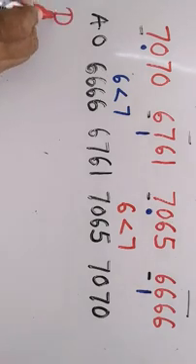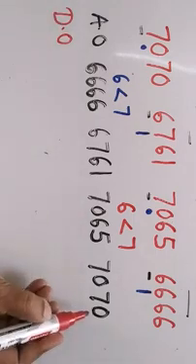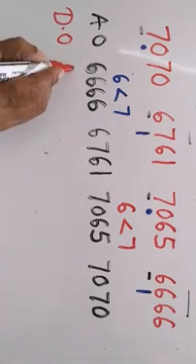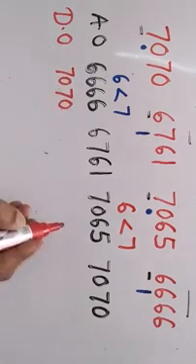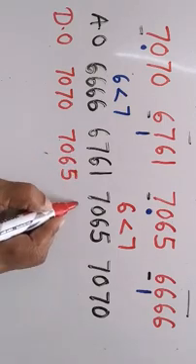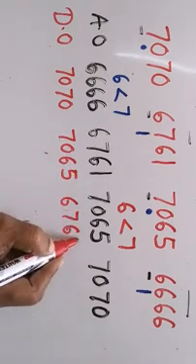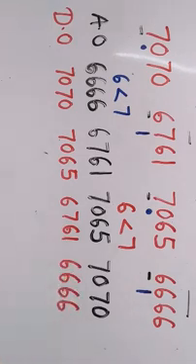Now descending order is simple. Descending order, what will you do, children? I told you we are moving from this side, no? So from the right side, which is the first number over here? 7070, then 7065, then 6761, and finally 6666. Right children?